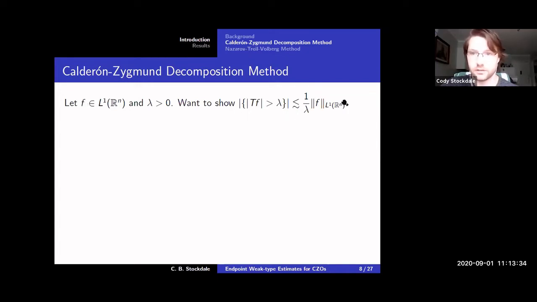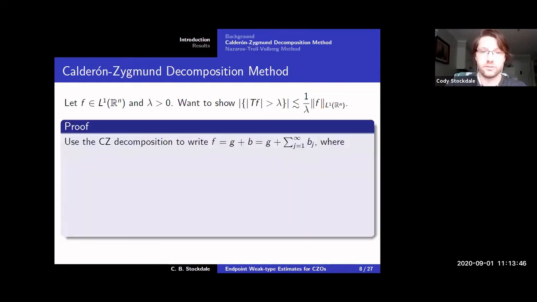or maybe on some parameters of your Calderon-Zygmund kernel K, but in particular it does not depend on lambda or f. So we want to prove that inequality. The first step is to use the Calderon-Zygmund decomposition to decompose f into a good function and a bad function. We use G for good and B for bad.